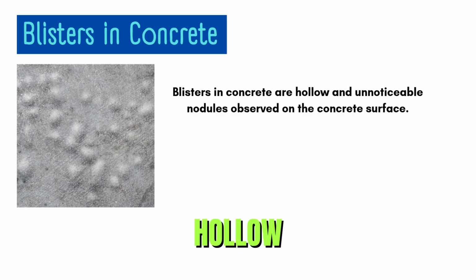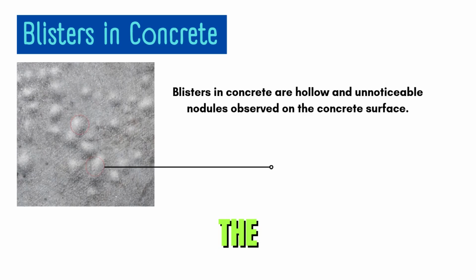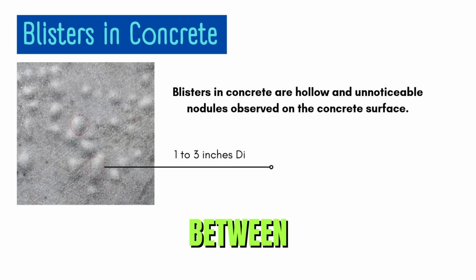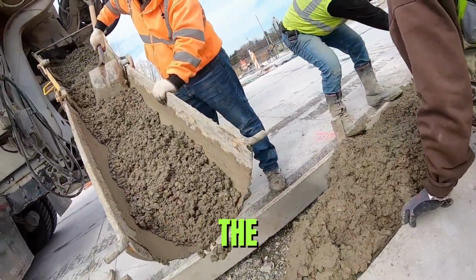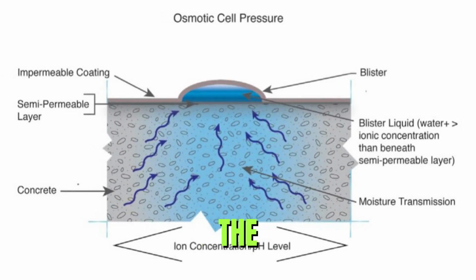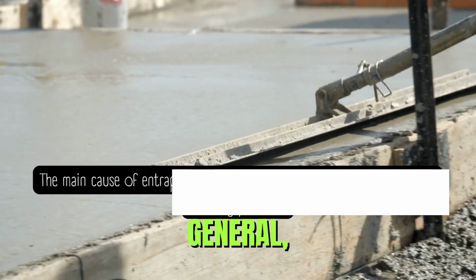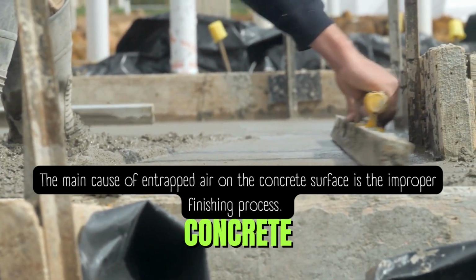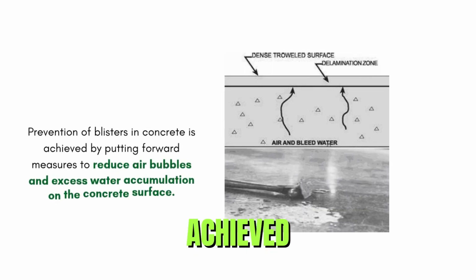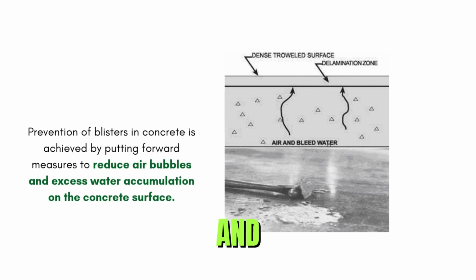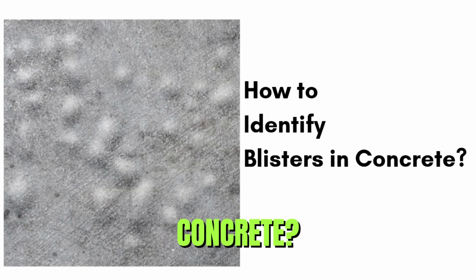Blisters in concrete are hollow and unnoticeable nodules observed on the concrete surface. Their size ranges between 1 and 3 inches in diameter, depending on the severity of the defect. All those construction practices and situations that result in the entrapment of air or water bubbles below the concrete surface layer are the major causes of blisters formed in concrete. In general, the main cause of entrapped air on the concrete surface is the improper finishing process. Prevention of blisters in concrete is achieved by adopting measures that reduce air bubbles and excess water accumulation on the surface.